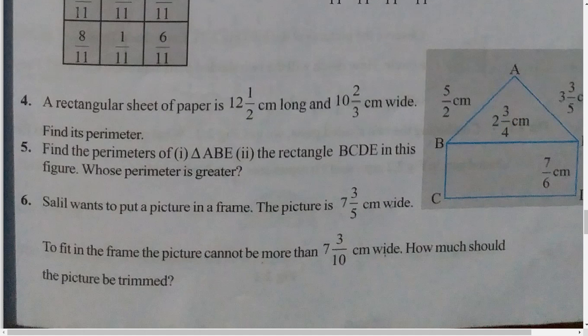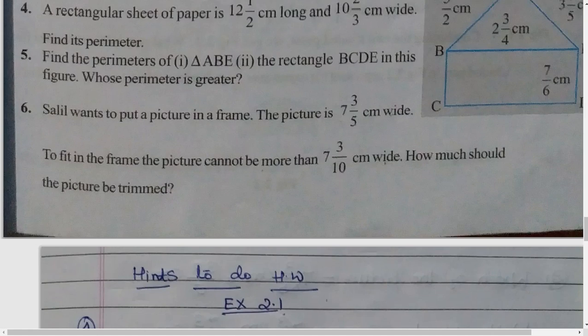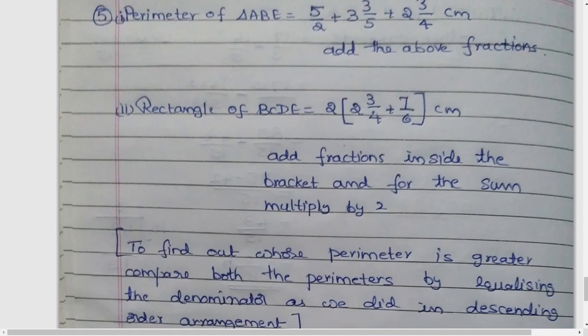How much we have to cut, that we have to calculate. The width of the picture is more than the width of the frame. To find out how much to cut, we have to subtract the smaller fraction from the bigger fraction. The bigger fraction is the width of the picture. So we have to subtract 7 3/10 from 7 3/5. I have given hints here.